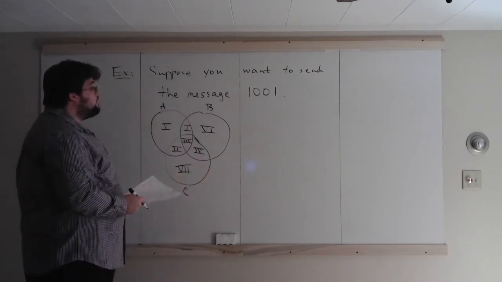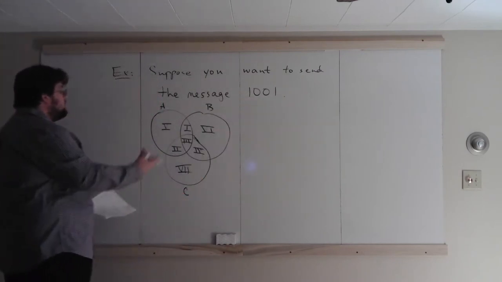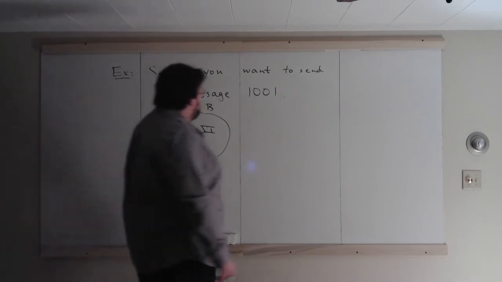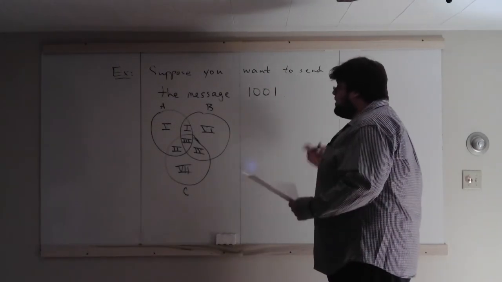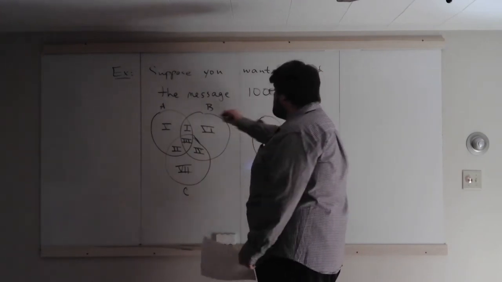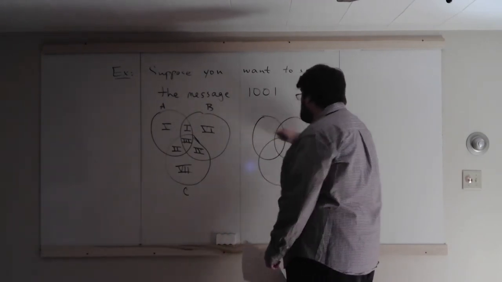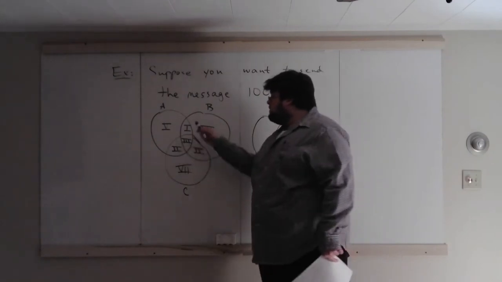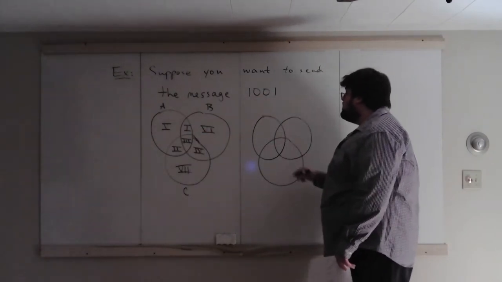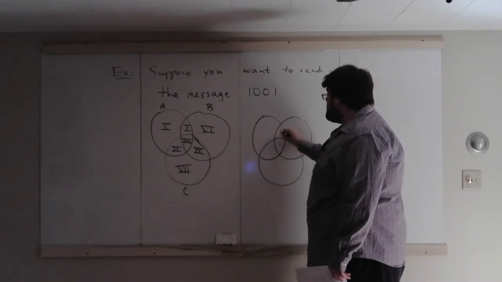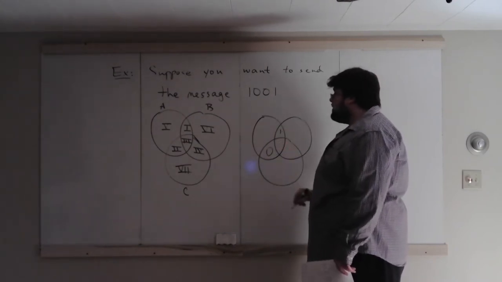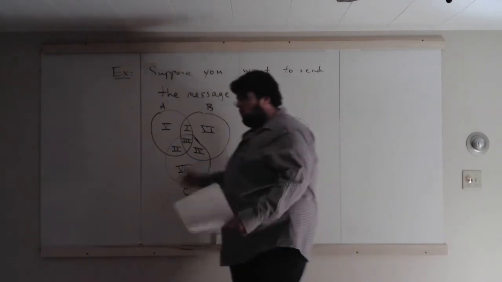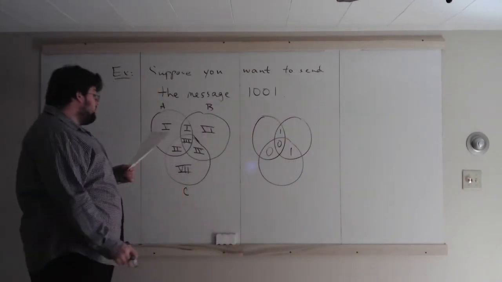You can already see we have a string of four digits. We're going to use this relatively large Venn diagram to encode this. If we had a larger string, it would be much more complicated. But what we're going to do to encode this is actually quite simple. I'm just going to redraw this without numbering the regions. In regions 1, 2, 3, and 4, we're going to put these numbers. The first digit is 1, we'll put that in region 1. The second digit is 0, we put that in region 2. Third digit is 0, we put that in region 3. Fourth digit is 1, we put that in region 4.